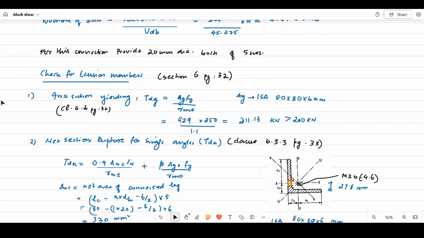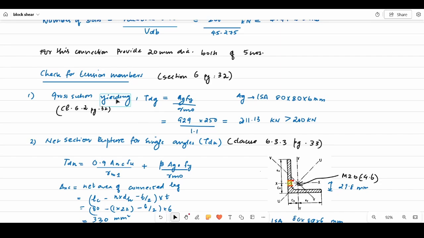Now we go to section 6, page number 32. We can see that it is already given under clause 6.1 that the design strength of a member under axial tension, which is Td, is the lowest of the design strength due to yielding, which is Tdg, due to rupture of the critical section, which is Tdn, and due to block shear, which is Tdb. So all these values will give you a design strength, and if this value is greater than the factored load applied, which is 200, then our tension member will be safe.